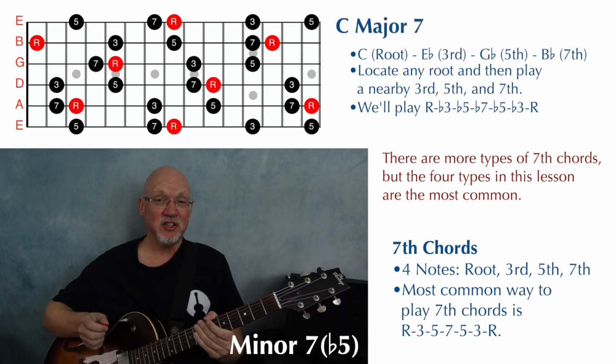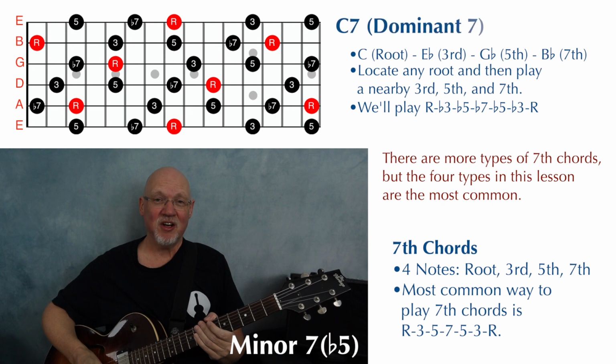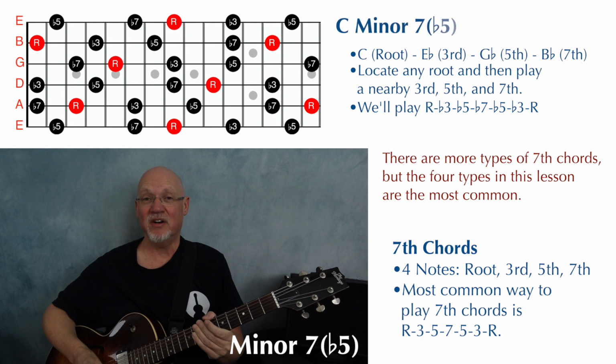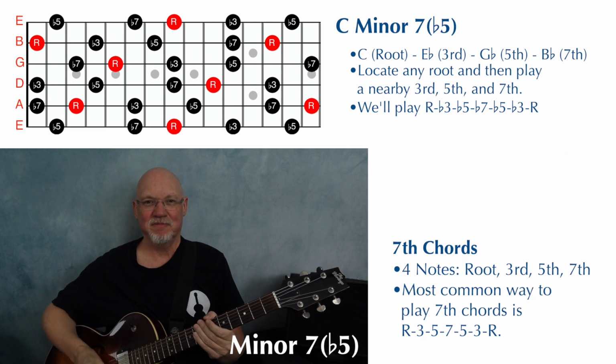So your major 7 has a root, 3, 5, and a 7. Your dominant 7, or 7th chord, has a root, 3, 5, flat 7. Your minor 7 has a root, flat 3, 5, and flat 7. And your minor 7 flat 5, or half diminished, has a root, flat 3, flat 5, and flat 7.